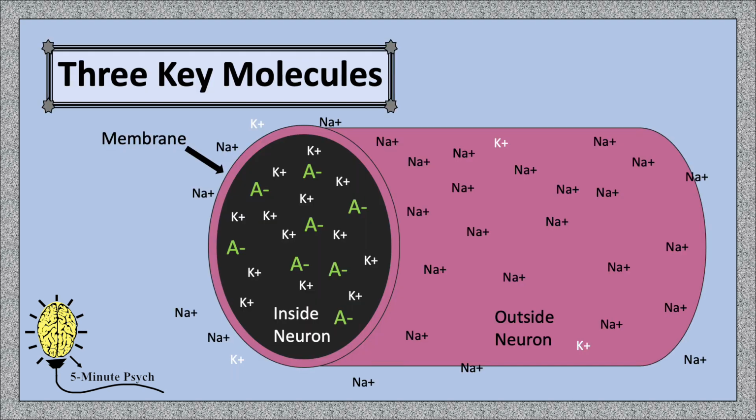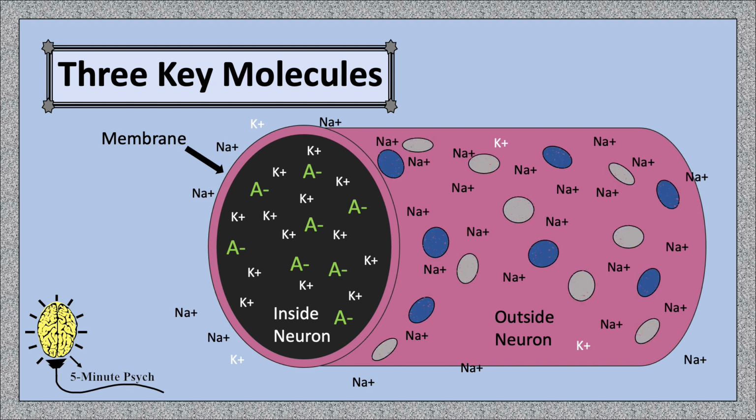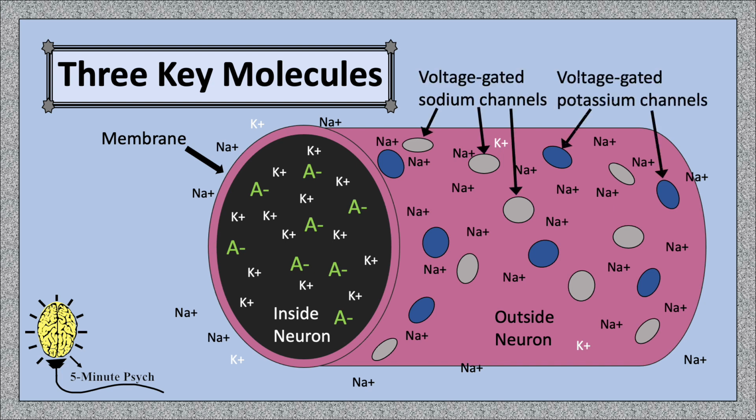So how do these two forces lead to the negative resting potential? Well, all along the neuron's membrane are doors that are specific to each ion. So sodium has its own doors, as does potassium. These doors are called voltage-gated ion channels because when the inside of the neuron reaches a certain voltage, those doors will open for that ion.